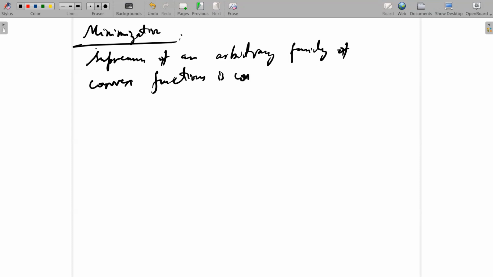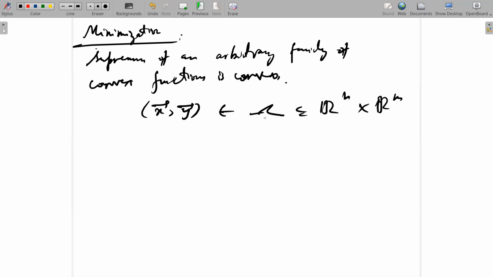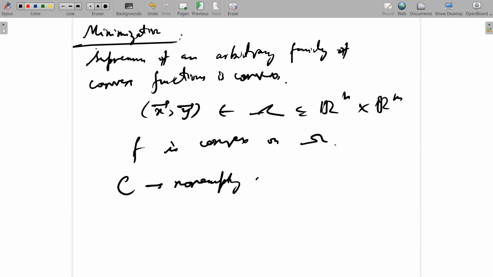Functions is convex. This is something which we have already seen. Now we'll talk about families of convex functions and their infimum, like parameterized families. More specifically, let's say (x, y) is in a convex subset omega of R^n cross R^m. So this omega is a convex subset, and f is convex on omega. And let's say C is some non-empty convex subset of R^m.